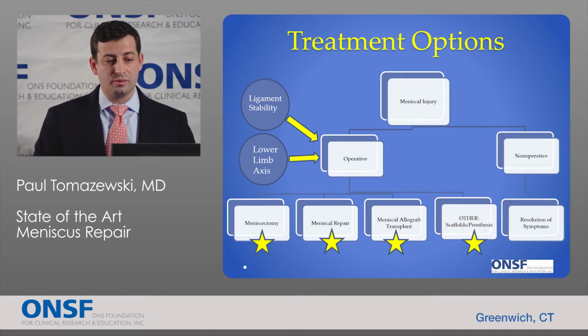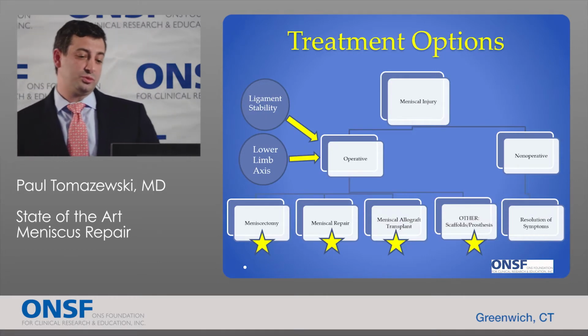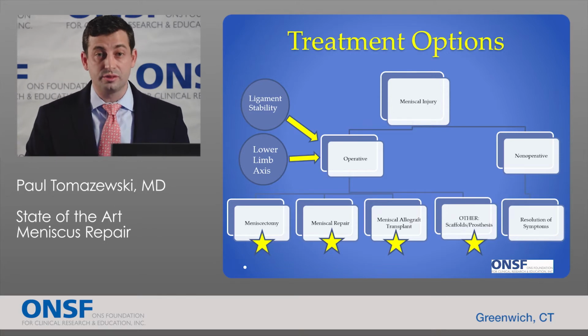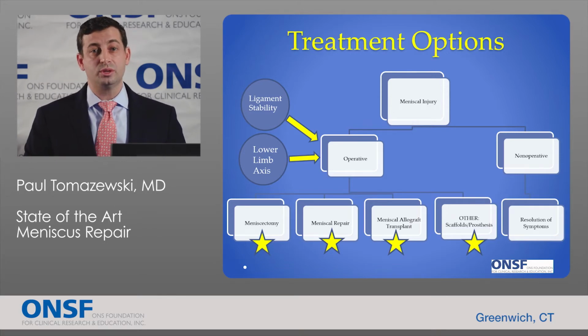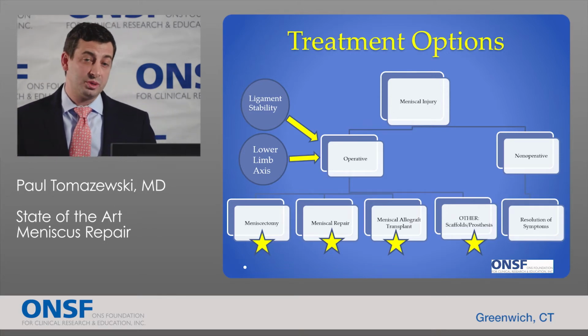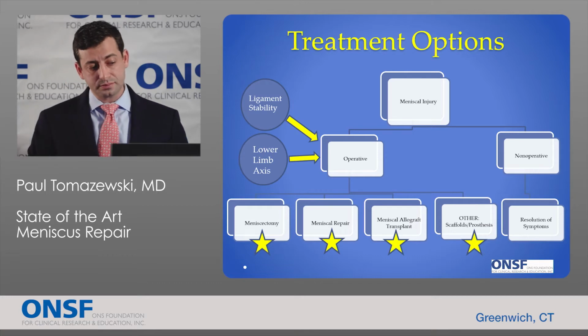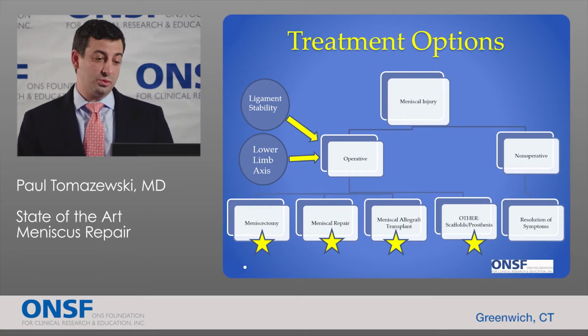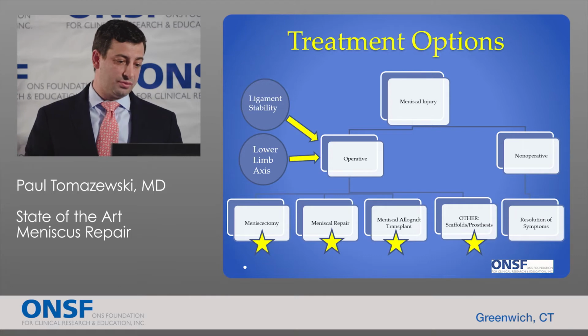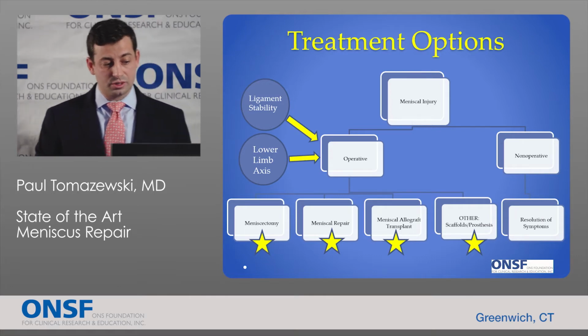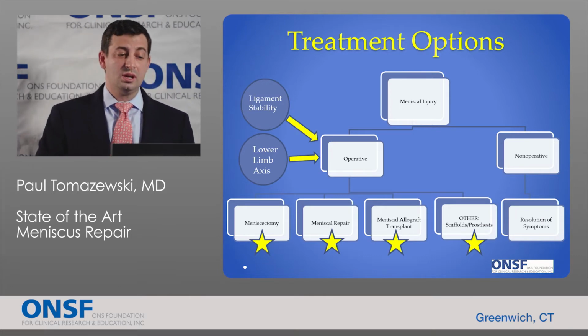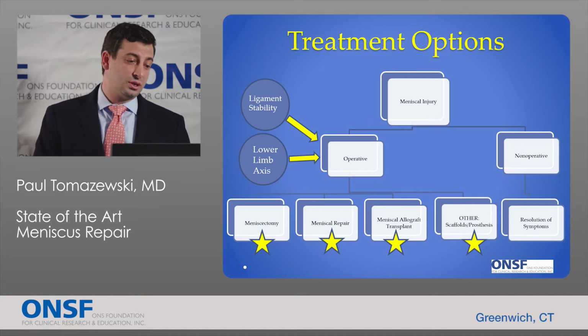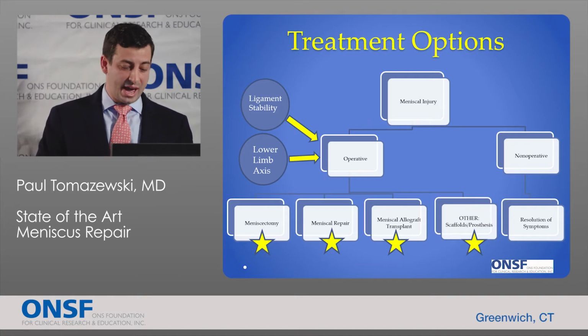So your treatment options for meniscal injuries are non-operative and operative. Most people will have resolution of their symptoms with non-operative treatment of oral anti-inflammatories, physical therapy, and a possible cortisone injection. However, those people who do not have resolution have operative interventions, which can include a meniscectomy and meniscal repair. We also look at concomitant injuries for ligament stability and limb alignment.